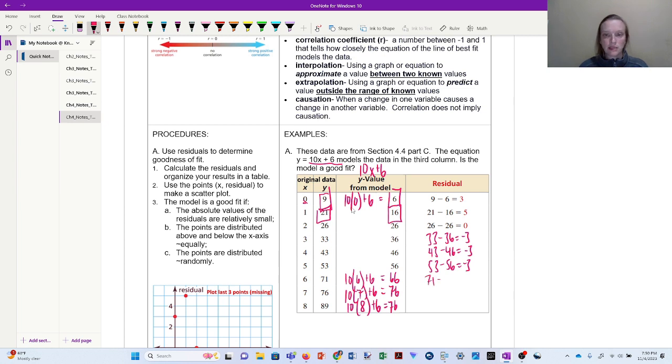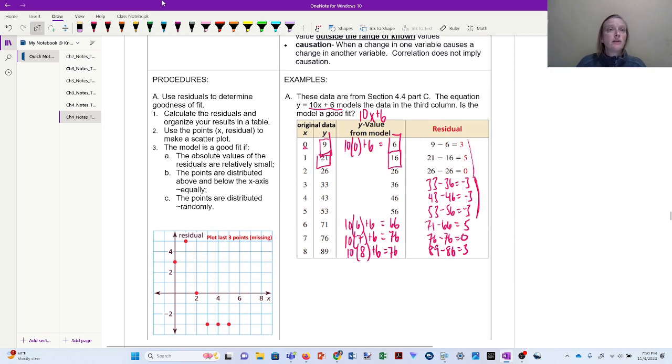Then 71 minus 66, which is 5. And 76 minus 76, which is 0. And then 89 minus 86, which is positive 3. So now I have a set of residuals here, and you can see that sometimes my equation is below the original true value, and sometimes my y value from the model is above the original y value.